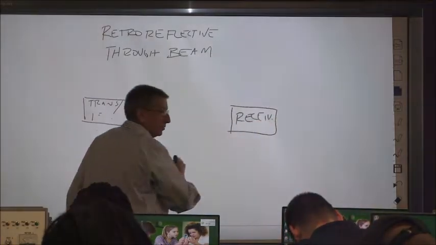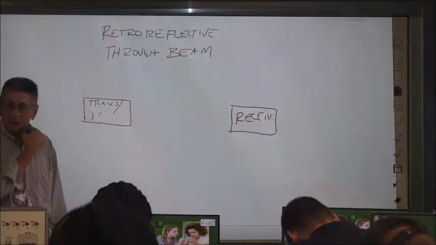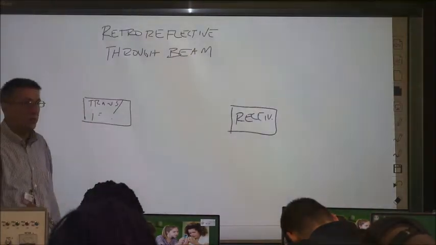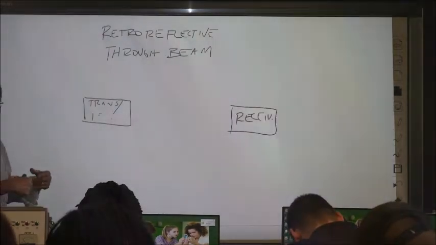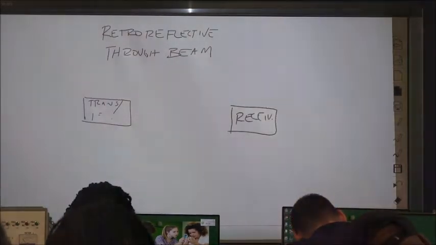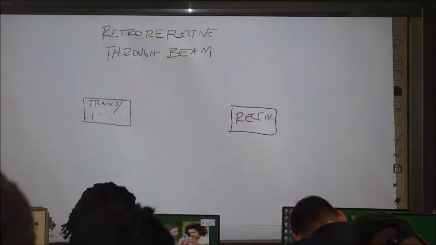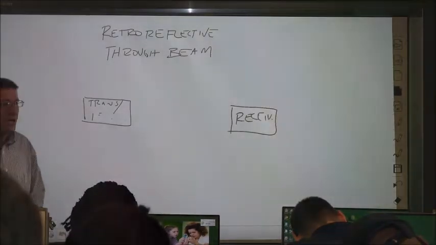What are some common problems with these things? Yeah, it gets dirty, the lenses get dirty, the reflectors get dirty, out of alignment. Transmitter goes bad. Ton of stuff, yeah. Get hit by a fork truck on the way by.